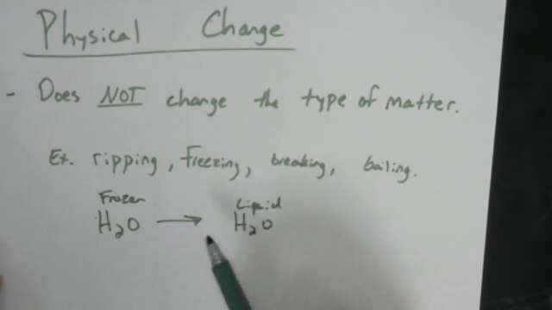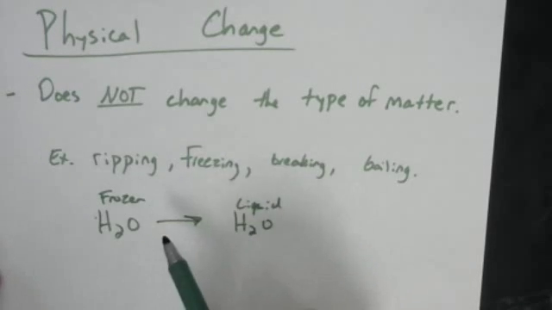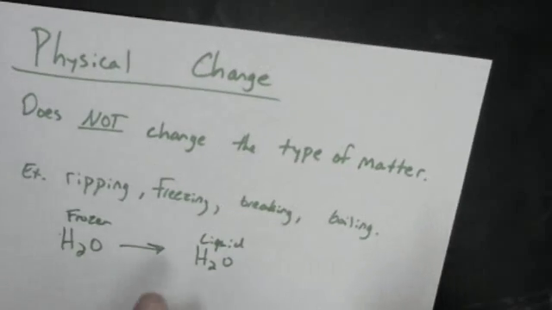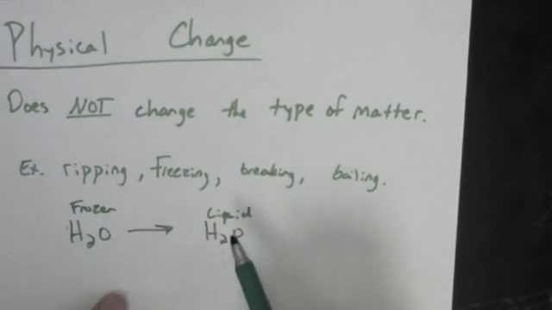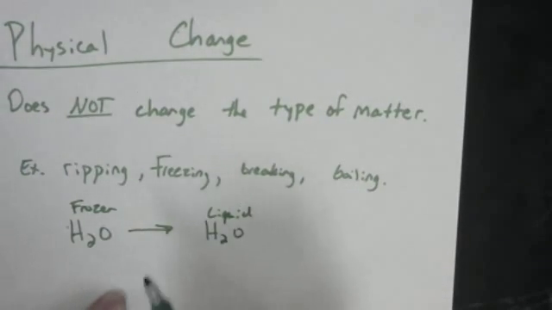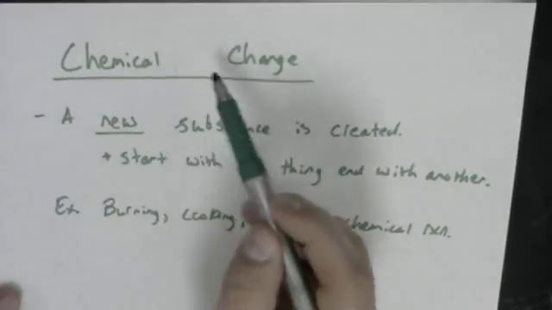Also, chopping a block of wood, same type of composition, just a different shape. So that would be a physical change as well. Okay. So if it stays the same molecular formula, then it is a physical change. Okay. Last one, we have chemical change.